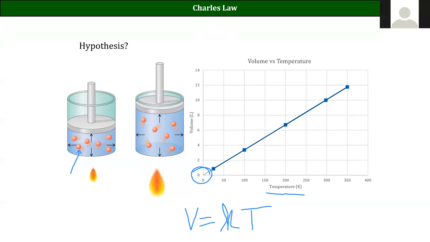I have a question. Sorry. Yeah. What do you mean by some constant? Could you give me an example? So basically it's the slope of the line. Okay. And it doesn't necessarily mean that constant has any value on its own. Every closed system of gas is going to have its own constant based on how many gas molecules you have and what the atmospheric pressure is.